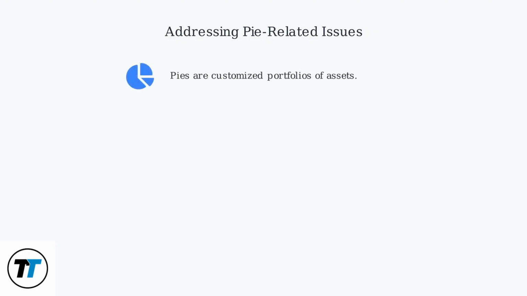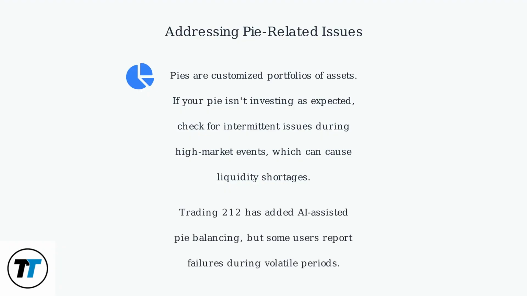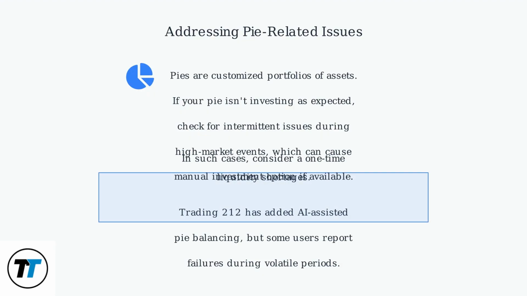Pies are customized portfolios of assets. If your pie isn't investing as expected, check for intermittent issues during high market events, which can cause liquidity shortages. Trading 212 has added AI-assisted pie balancing, but some users report failures during volatile periods. In such cases, consider a one-time manual investment option if available.